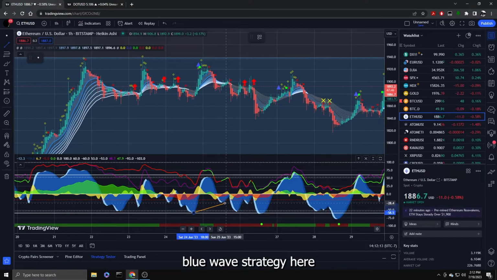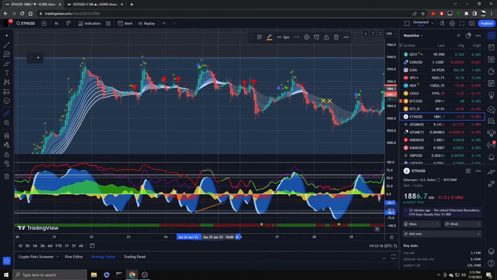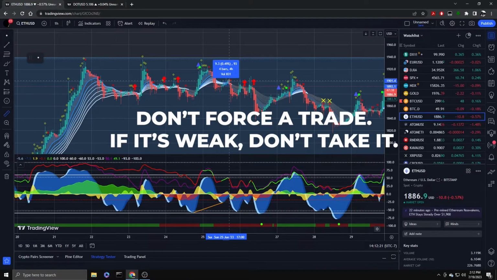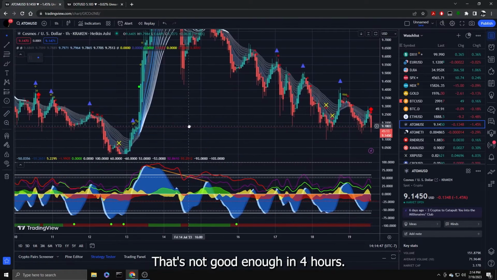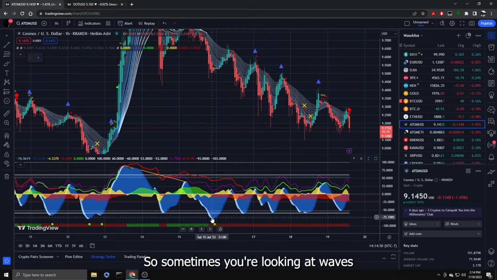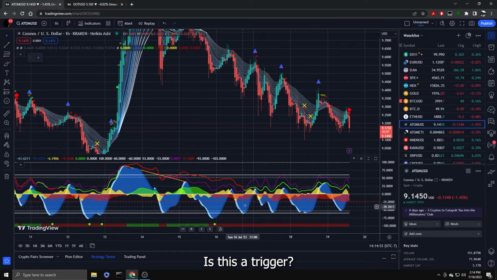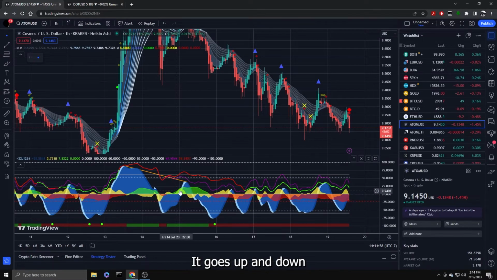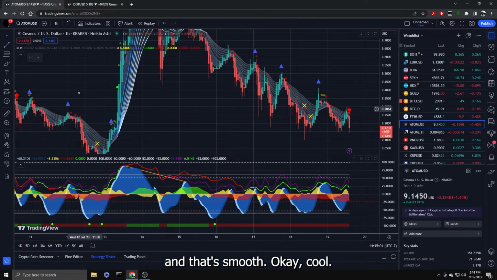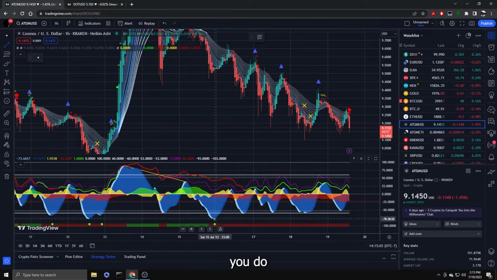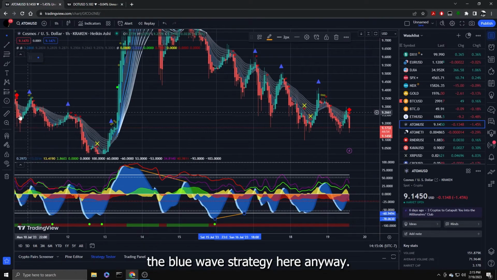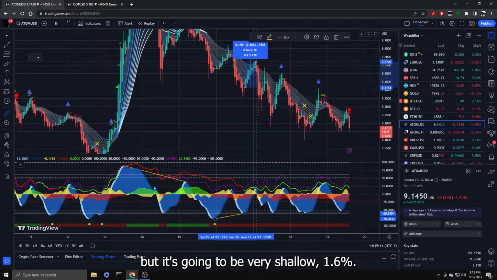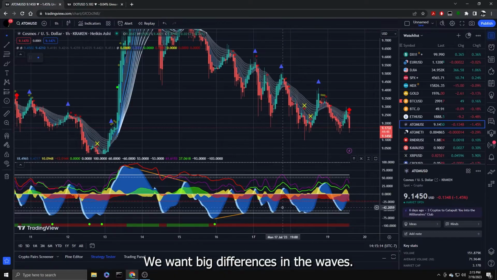So look, if you were to try your blue wave strategy here and jump in along, what do you make, 0.5%? Like that's not good enough in 4 hours. So sometimes you're looking at waves and you're going, is this an anchor? Is this a trigger? Well, they're not different enough. And so the money flow's coming, it goes up and down, and that's smooth. Okay, cool. But let's say you do the blue wave strategy here anyway. You might get a move, but it's going to be very shallow. 1.6%. We want big differences in the waves.